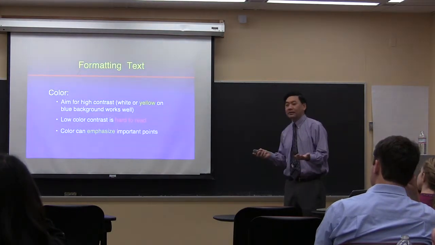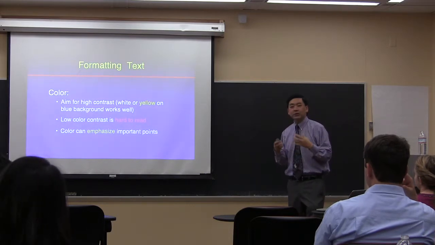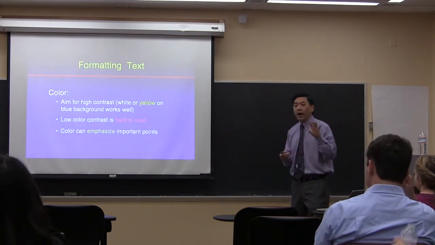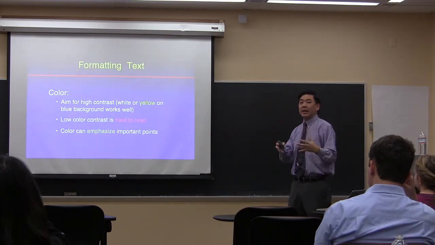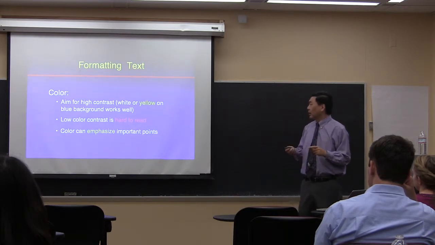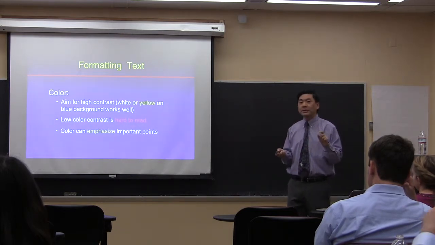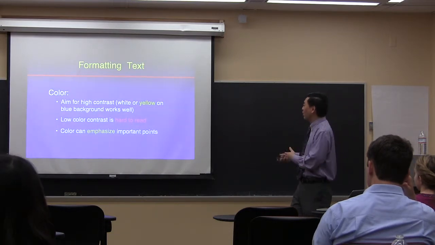And then formatting text, okay? Again, another common mistake people make is their text is hard to read. You want high contrast, so the white or yellow on blue is kind of your basic standard that works well in almost every circumstance here. Low color contrasts are hard to read, and this is something you don't know until you've done a few talks, and then you look at your slides on the screen and go, oh, shoot, no one can read that.